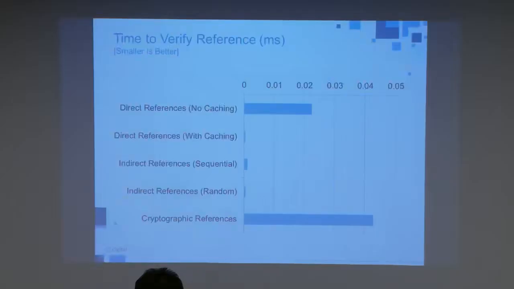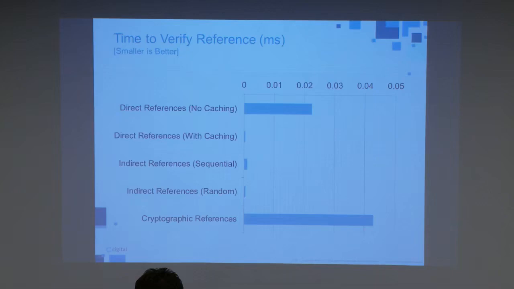Indirect references, sequential and random, they're relatively quick because these ones are in-memory implementations. If they were database-based implementations to make our app server stateless, you could imagine that time would be very similar to direct references without caching. And finally, cryptographic references, the verification time does go up a fair bit.